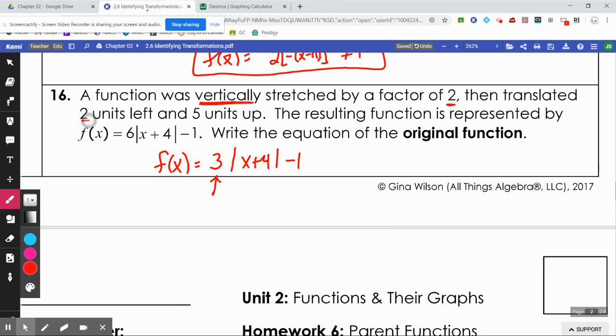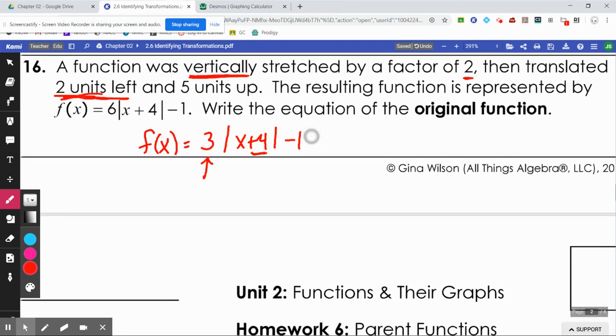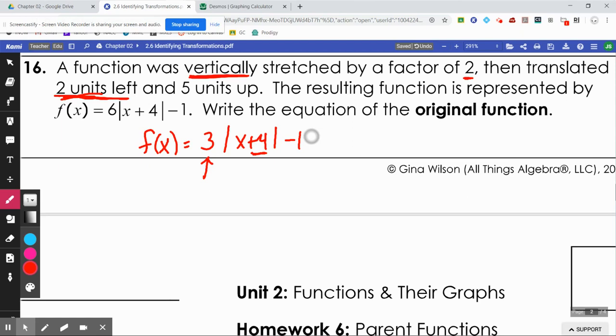Then it got translated 2 units to the left. Okay, it's at x plus 4 now. So this has been translated 4 units to the left, so our original function got translated 2 more, so it must have started at x plus 2. It must have got translated 2 units to the left. Let me zoom in there. Erase that. So if it's at x plus 4 now, it must have started at x plus 2, translated 2 units to the left, then it would have turned into that.